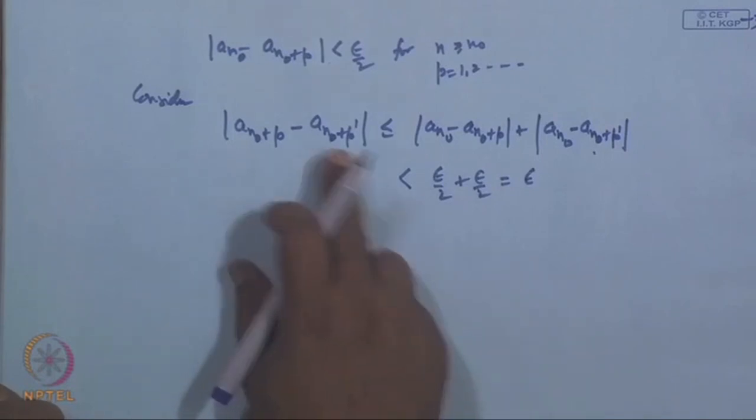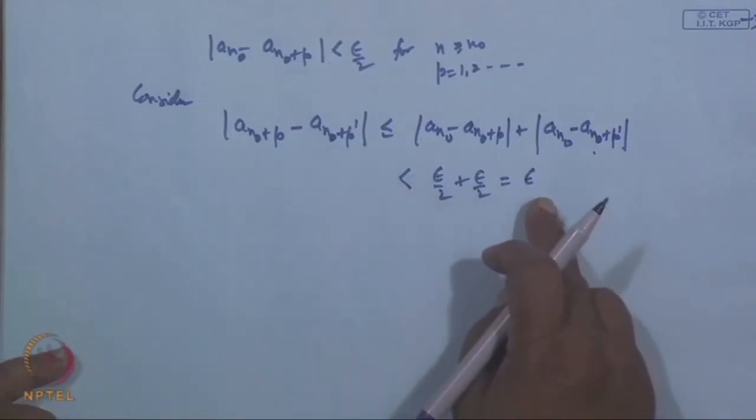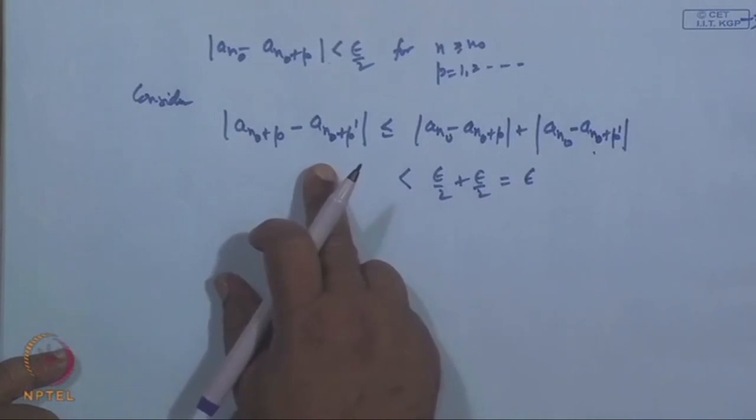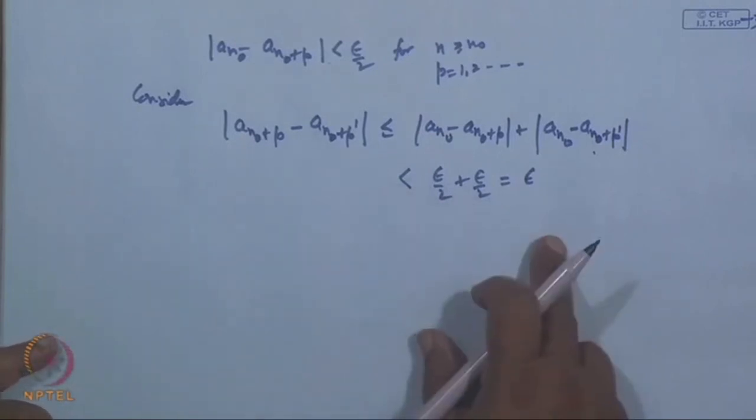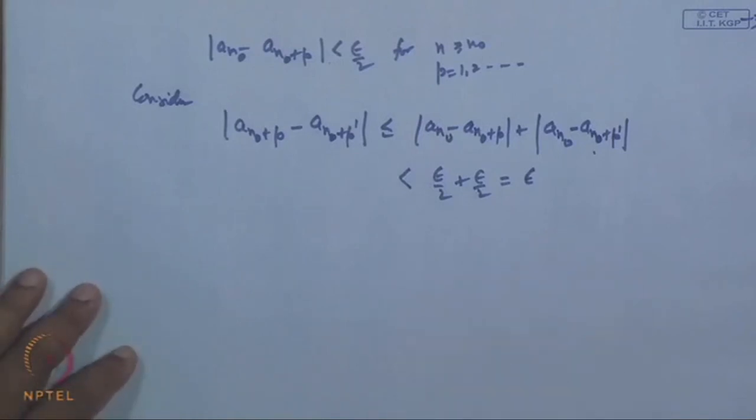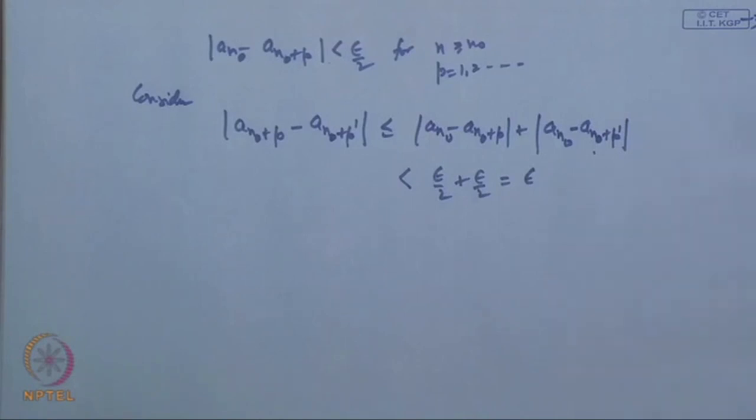So, the difference between arbitrary terms will always be less than epsilon r after a certain stage, that is, this becomes m and this becomes n. So, this follows from there. And in fact, this n can be obtained choosefully.